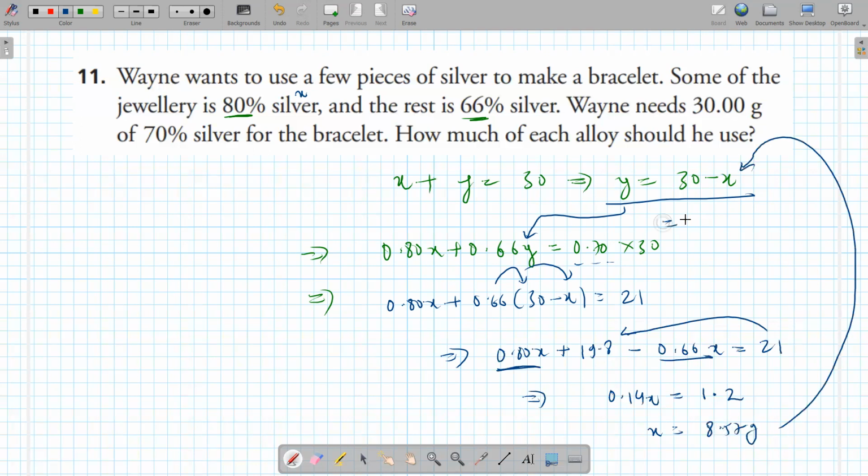Plug this back up here to find the y, the other silver alloy, which is 21.43 grams. And that is the end of this question. Okay, very straightforward, right? Once you have the equations, just shove them into each other and you're pretty much done.